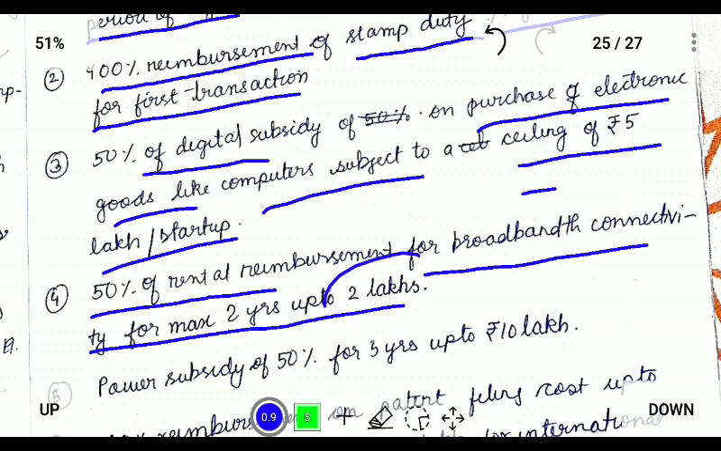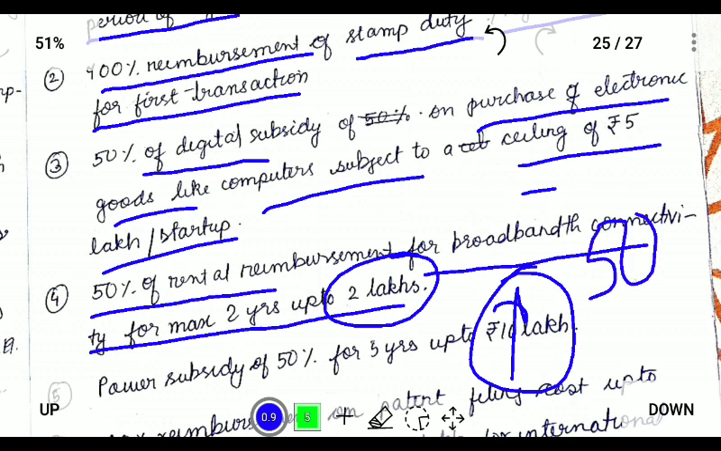And next is 50% rent reimbursement for broadband connectivity for a maximum of 2 years up to 2 lakhs. So the maximum limit is 2 lakhs. That is, if you are spending around 1 lakh on broadband connectivity, the Nagaland government will provide you 50,000, that is 50%, for a period of 2 years.